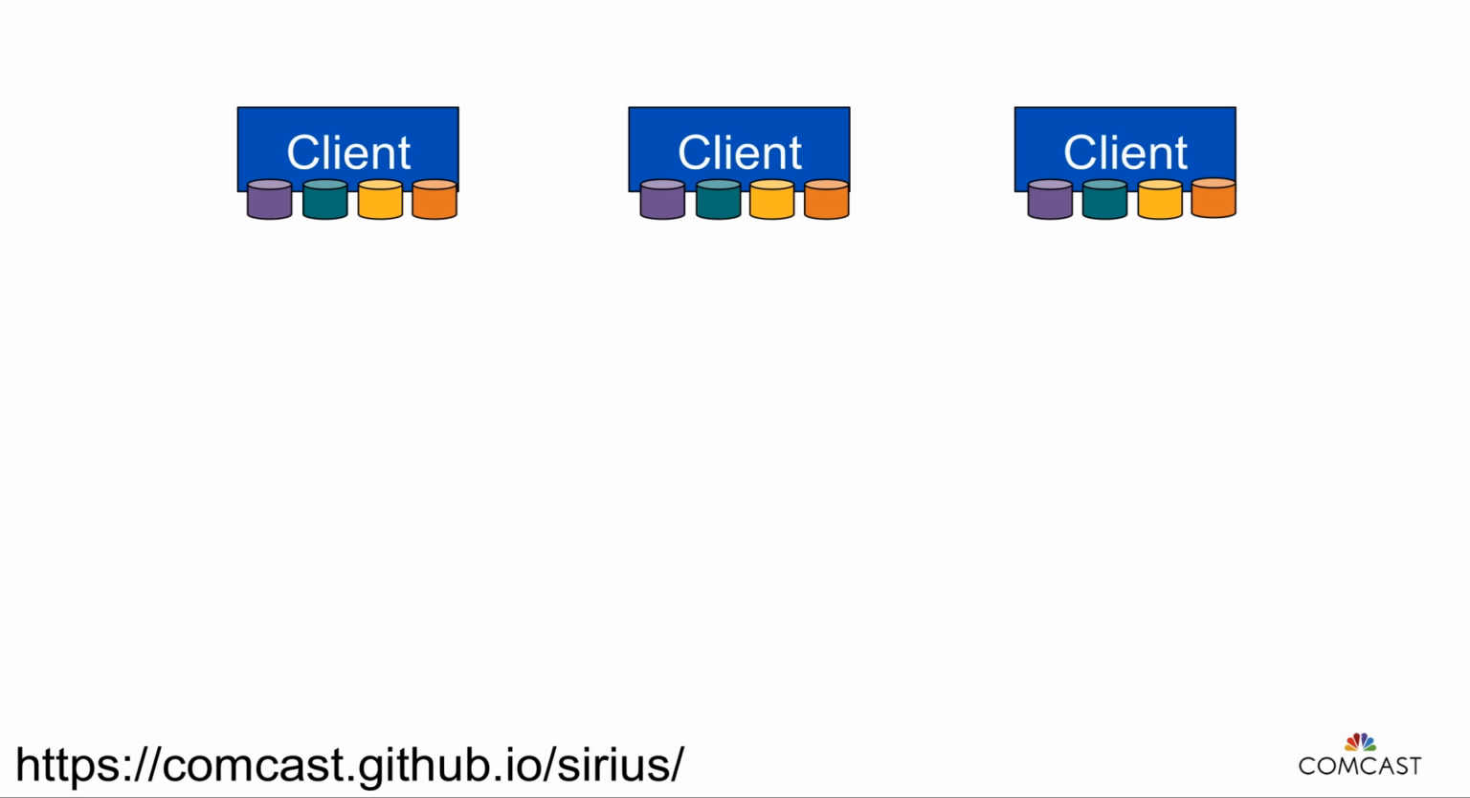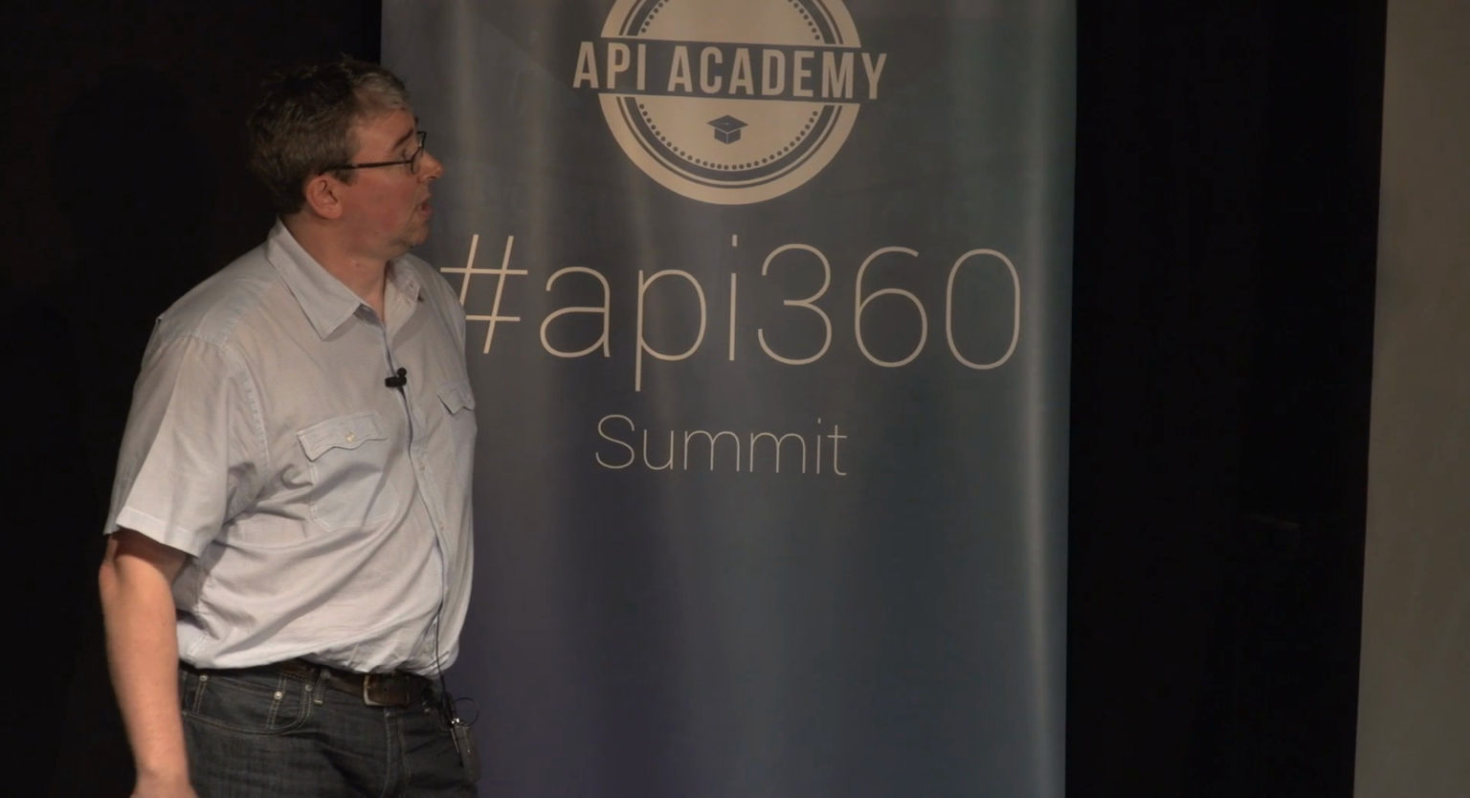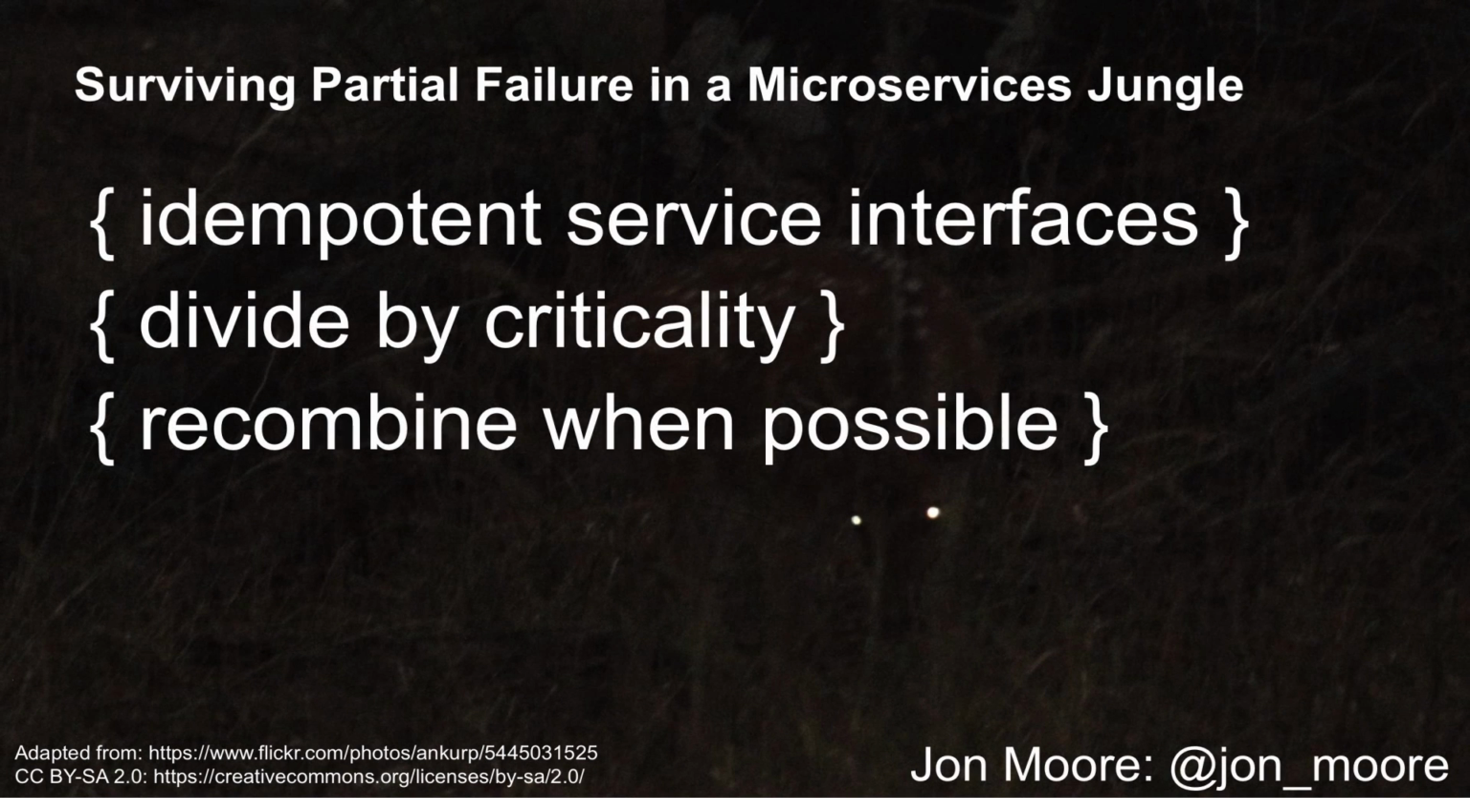So anyway, these are some of the patterns that we have pursued to try to make sense of and live in this services-oriented environment. In my experience, three really good strategies for dealing with partial failure are, first, defining idempotent service interfaces wherever you can. This resolves the semantic ambiguity and lets you retry things.